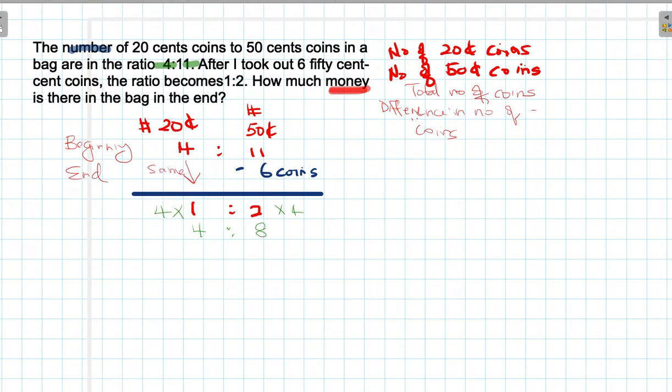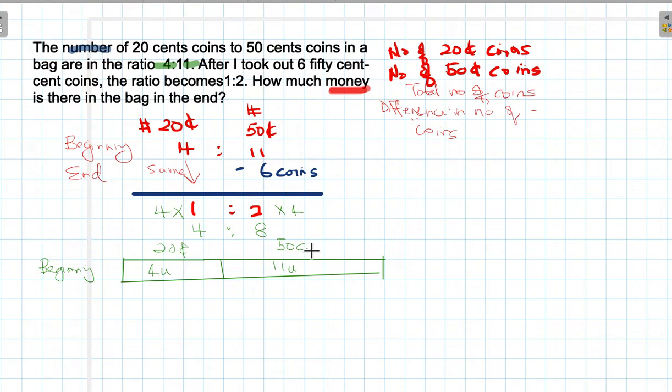Because you know the beginning. The beginning here, let's draw here. The beginning, this is 4 units, and then this is 11 units. This is the 20-cent one. This is the 50-cent coins. I'm talking about coins.